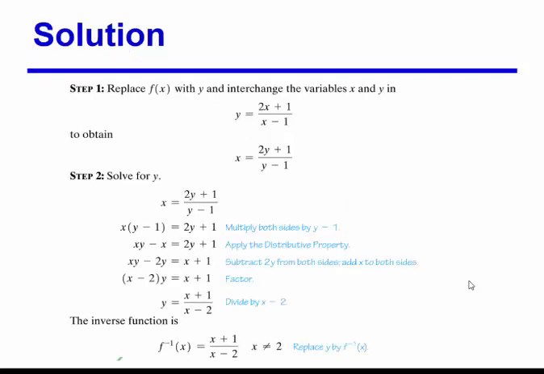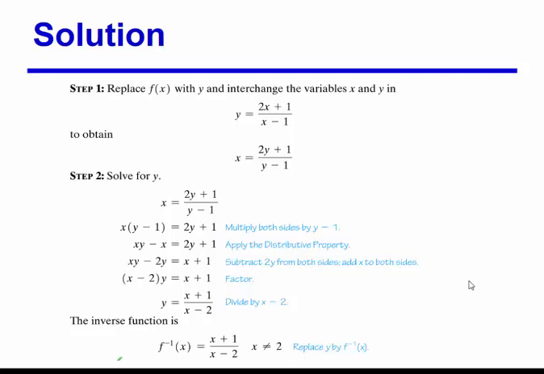First we replace f of x with y, and then interchange the variables x and y. The original was y equals 2x plus 1 over x minus 1. Now we have x equals 2y plus 1 over y minus 1. We're going to go ahead and solve for y, and we get that y equals x plus 1 over x minus 2.